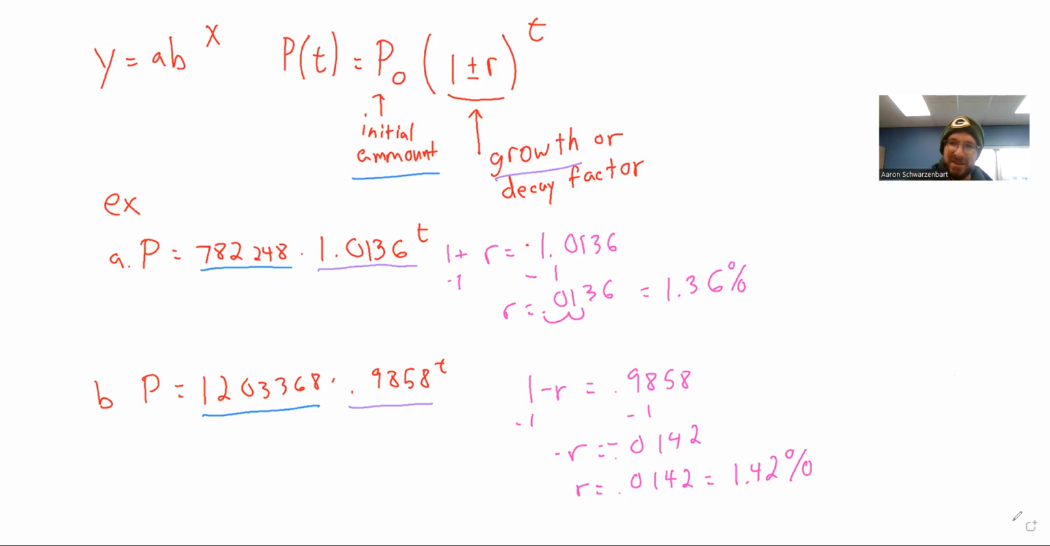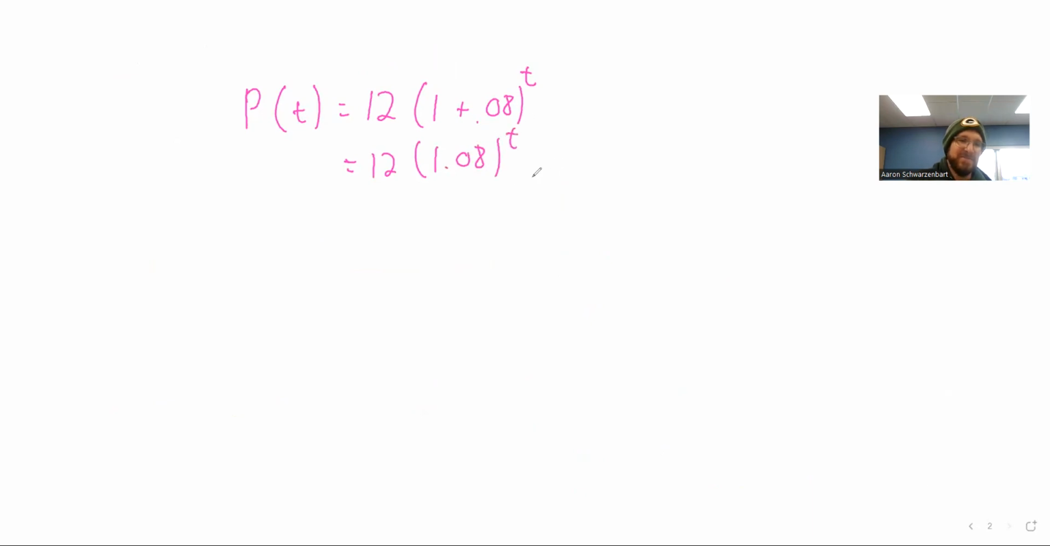Okay. Example 2 has us do about the same thing, but we're taking initial value 12, increasing at a rate of 8%. So writing the function, P of t, initial value is 12, that goes here. Increasing at a rate of 8% is 1 plus 0.08 to the t. I should simplify this to 12 times 1.08 to the power of t.